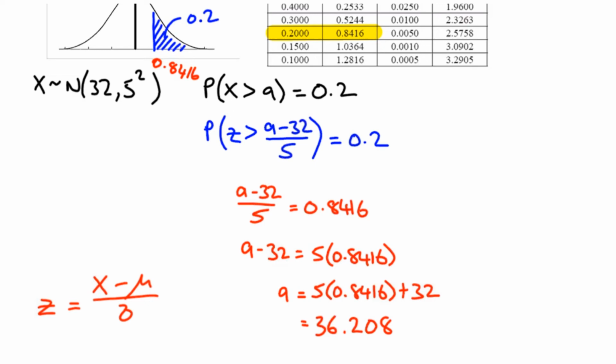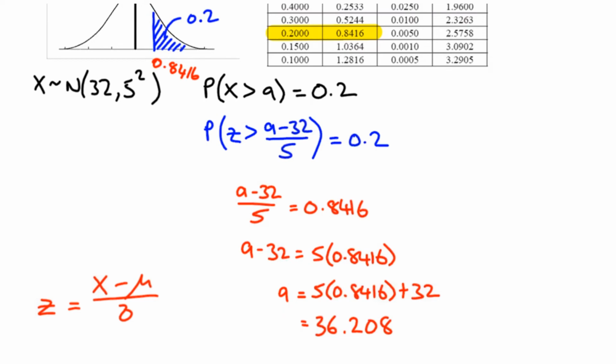And this is what I get for my value of a. A quick sense check. I am expecting something bigger than 32, so we're definitely there. I am expecting it to be less than one standard deviation above 32, so I'm expecting it to be less than 37. And it also fits that criteria. I'm happy that we've calculated the exact value of a.